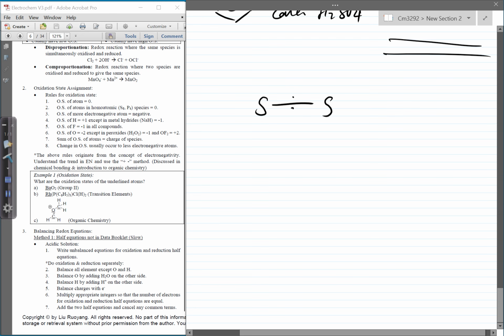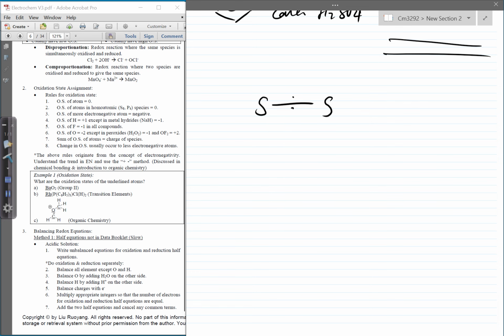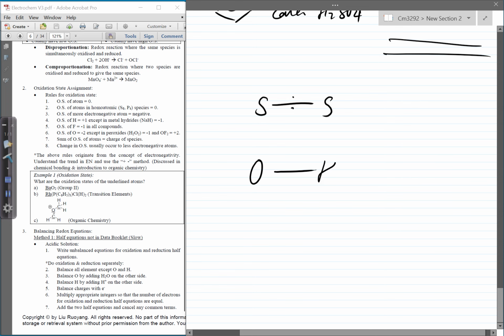Third one, oxidation state of more electronegative atom is negative, which is of course because it gets greater share of those electrons. Fourth one, oxidation state of hydrogen is +1 except in metal hydrides. Why is it always +1? It's because when you connect it to any atom, it should be more or less more electronegative than hydrogen. So hydrogen really gets nothing, so therefore it has an oxidation state of +1. Except in metal hydrides is of course once again because compared to metal, hydrogen is more electronegative, so the 2 electrons is closer towards hydrogen.